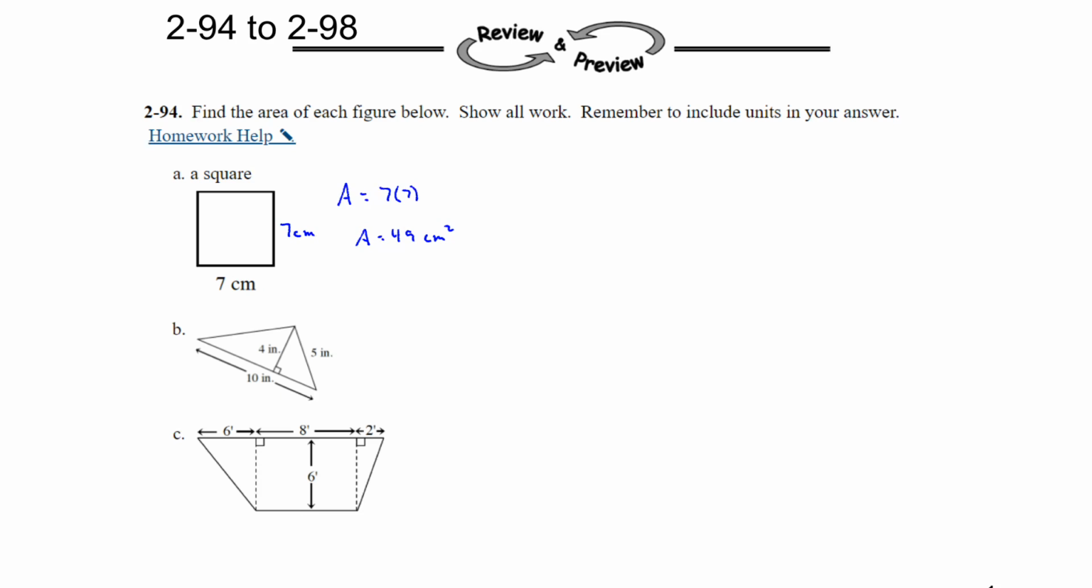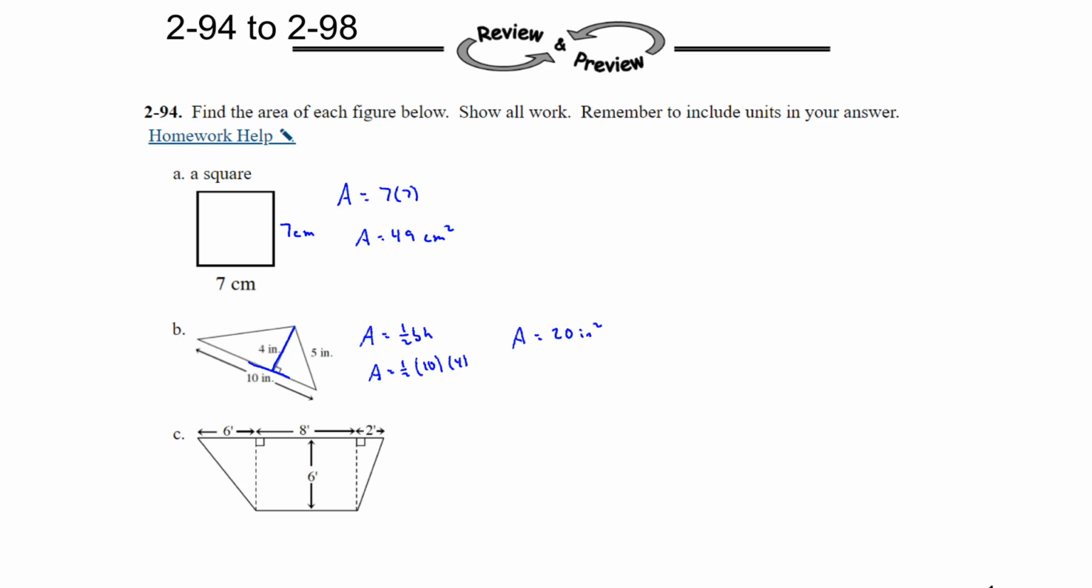On part B, we have a triangle. So the area is equal to 1/2 base times height. So we have 1/2. The base is 10. And then the height represents the 4. Remember, it should be where the perpendicular lines are, where it forms that right angle that represents the height and the base. So on this one, 1/2 of 10 is 5. 5 times 4 is 20. So the area of the triangle will be 20 inches squared.